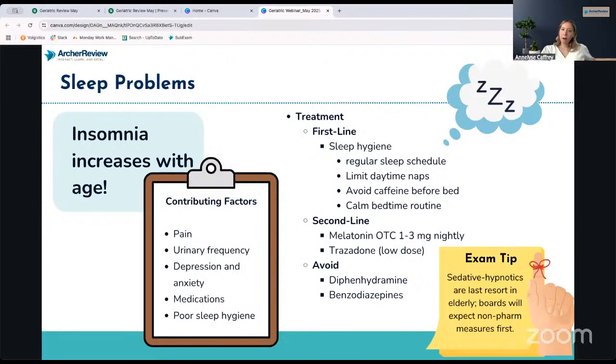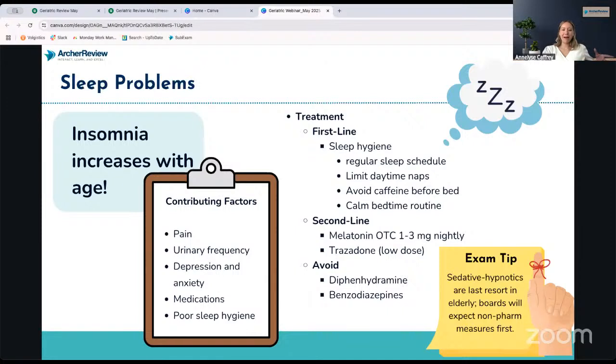Daytime naps become really popular as people get older. We want to avoid those. And then diphenhydramine is going to be a hard no for me all the time. It does make people sleepy, so a lot of older adults have been taking it for years to go to bed. The anticholinergic effects are awful for older adults. And then on top of that, it is linked to dementia. So we always avoid those.